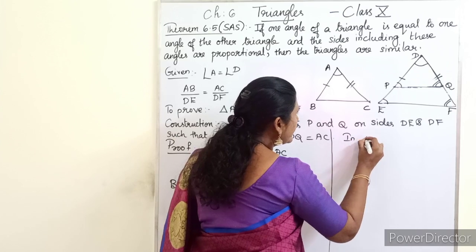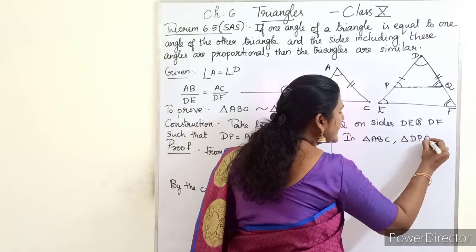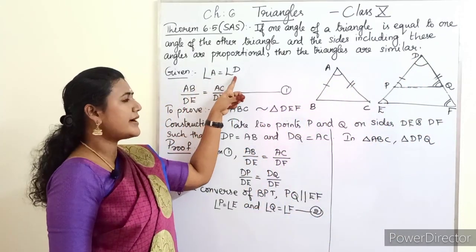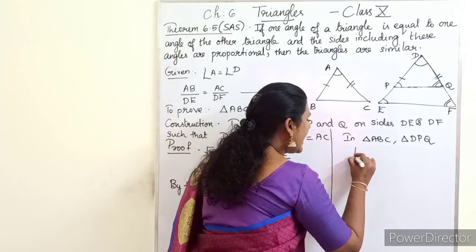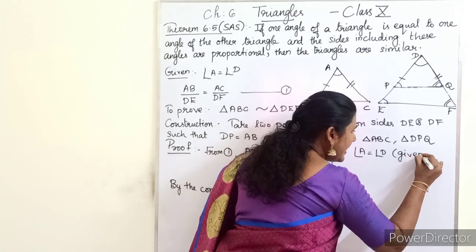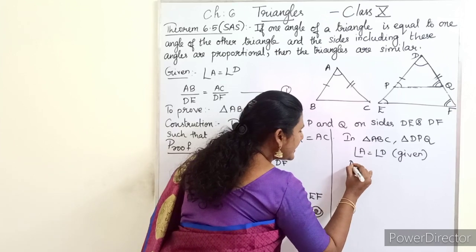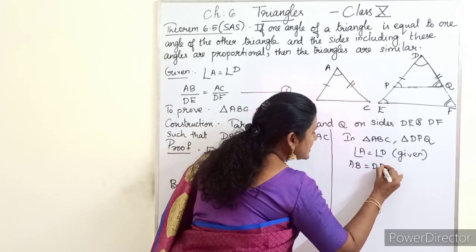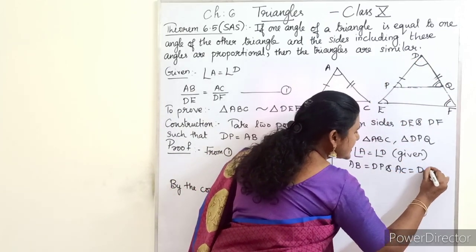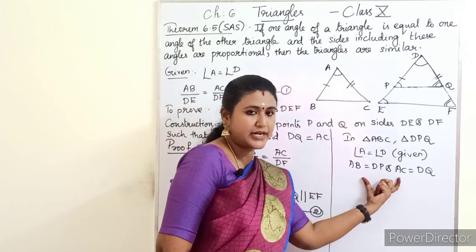So in triangle ABC and triangle DPQ, we can see A and D are equal. This condition is already there in the statement. So we have angle A is equal to angle D, that is given in the theorem. And the next one, AB is equal to DP, and AC is equal to DQ. This, as per our construction, we got this condition. This is our construction. So we have this condition also.